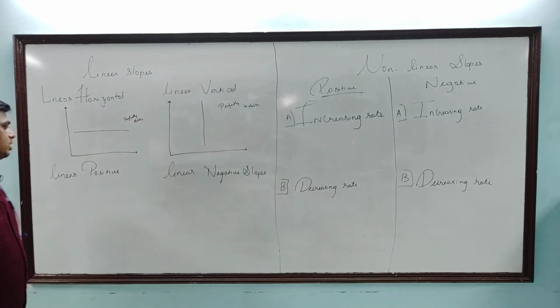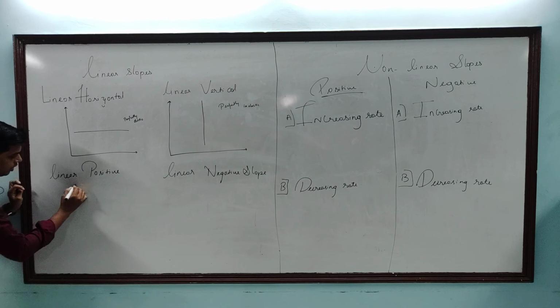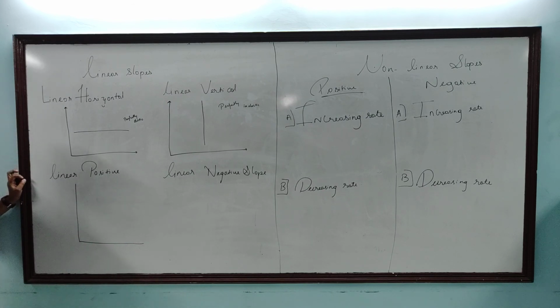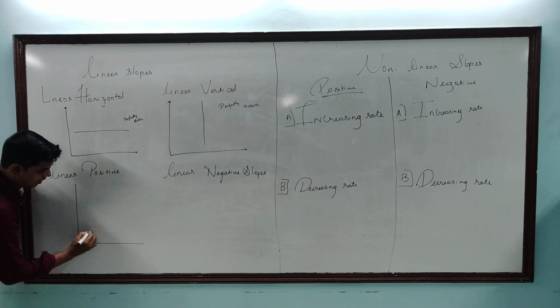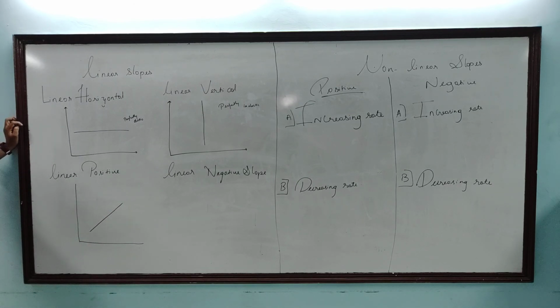Their slopes are constant. When we talk about a linear positive slope, if we have an x and a y axis, this tends to have a positive rate of increase, but at a constant rate.